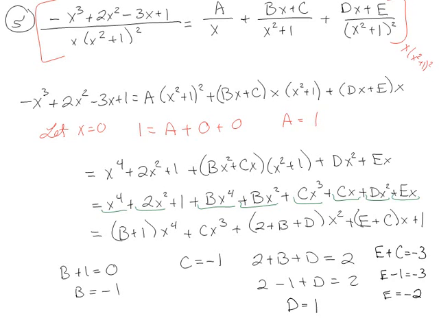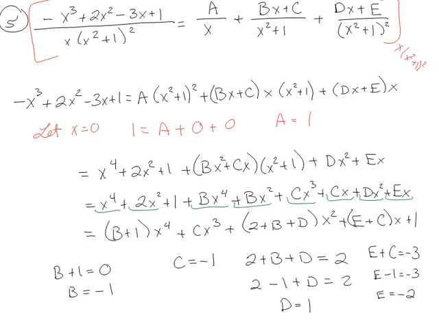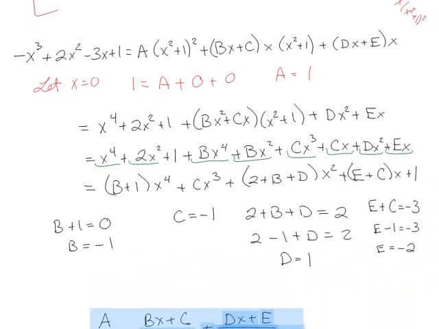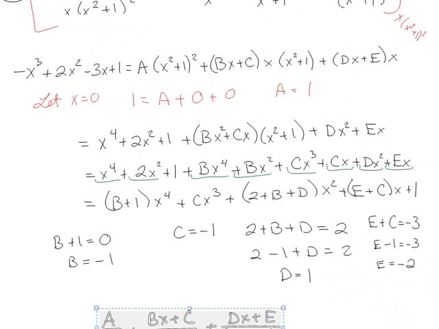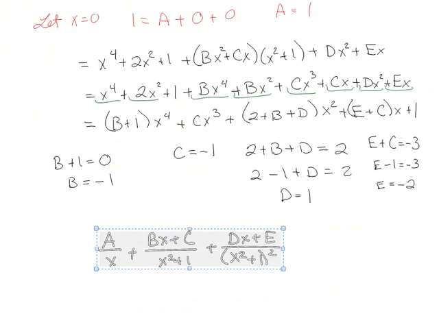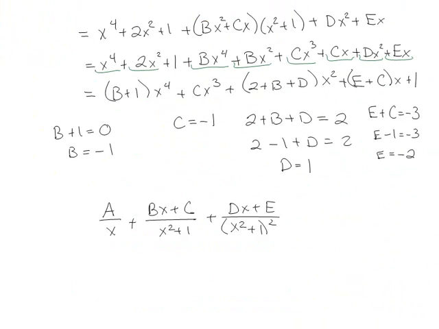Okay, so that means, hold on a bit. So I'm going to take this and move this over here. So what I had was this to make my equivalent thingy. So that means that my final answer is going to be the a, which is 1, and then bx plus c, and then dx plus e.